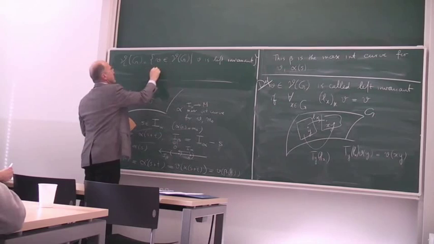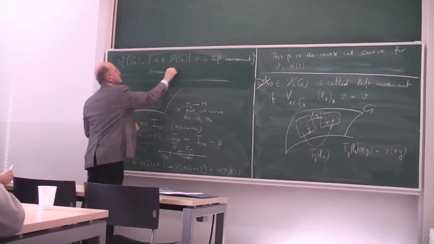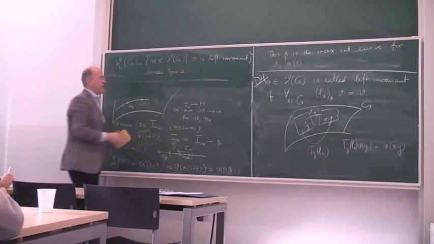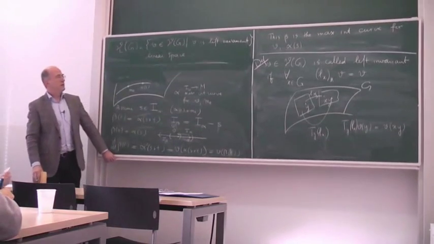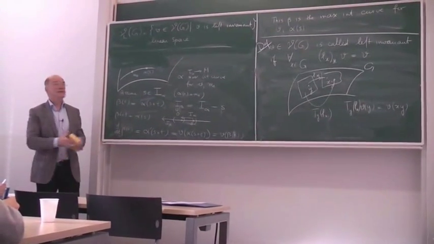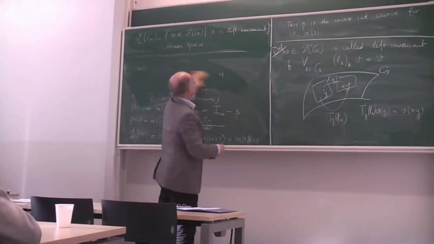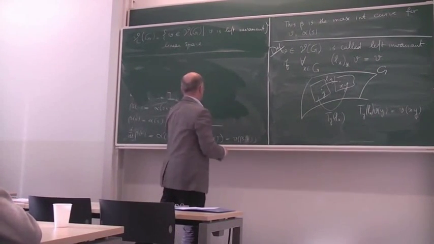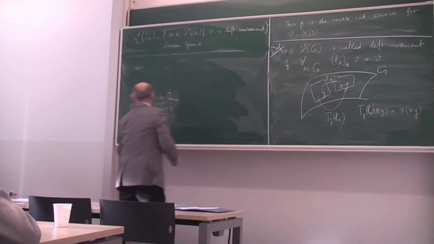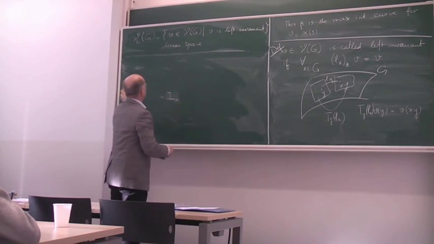Then this is a linear space. So it is easy to check that the condition that vector fields form a linear space and the condition of left invariance is stable under both addition and scalar multiplication. So this is a linear space.